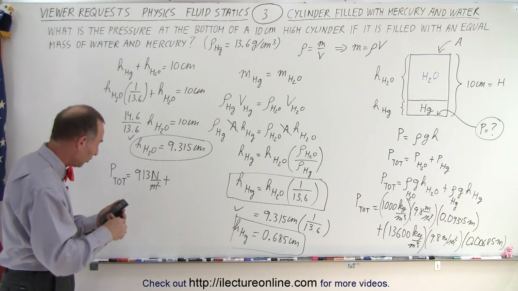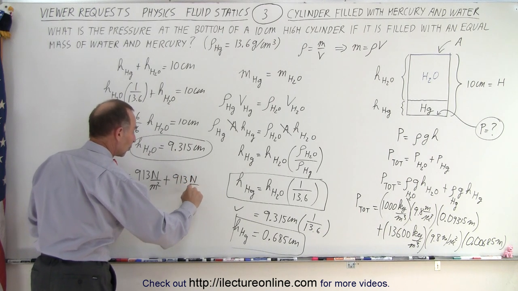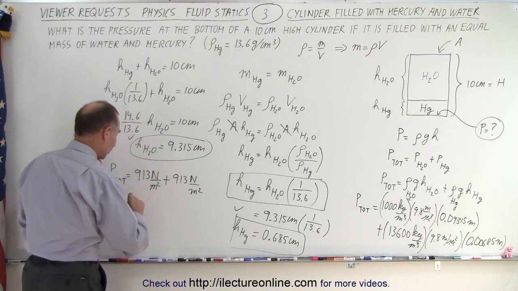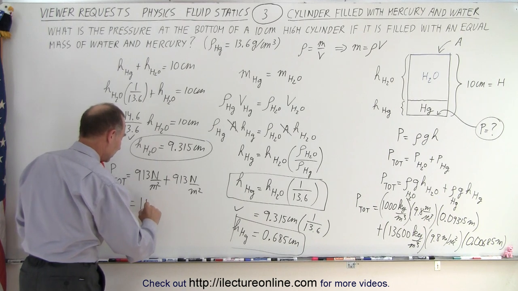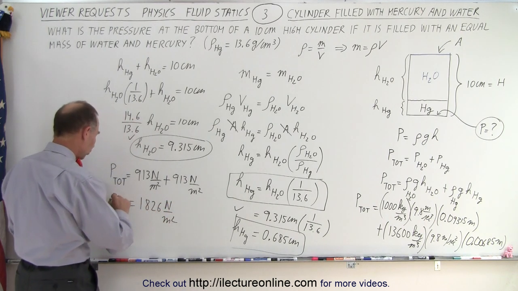0.00685 equals, and notice we get again 913 newtons per square meter. And then together, that would be 1,826 newtons per square meter for pressure total.